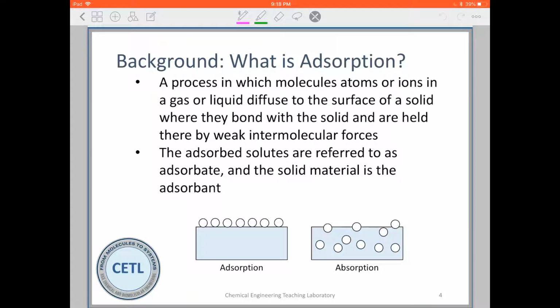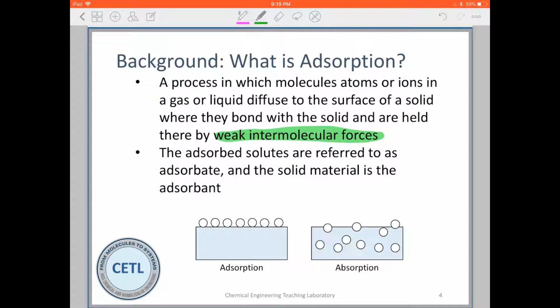So the big question is, what is adsorption? Adsorption is a process in which molecules, atoms, or ions in a gas or liquid diffuse to the surface of a solid, where they bond with the solid and are held on by weak intermolecular forces. These weak intermolecular forces are often called van der Waals forces. However, if you have chemisorption, you can have stronger forces. What we're concerned with is more physisorption, which is weaker van der Waals forces.